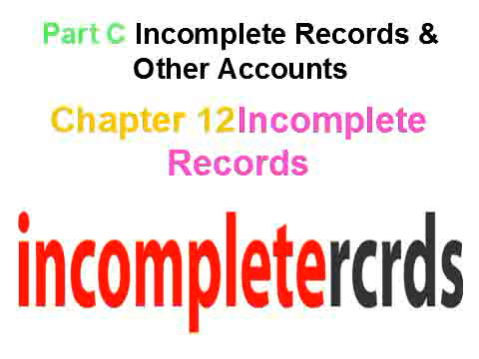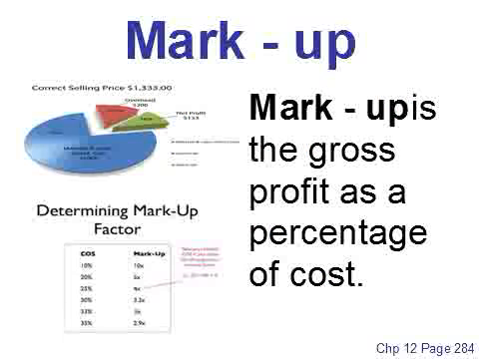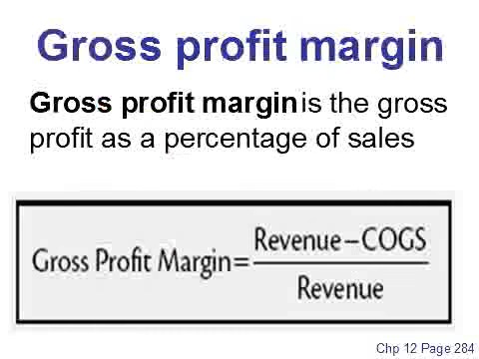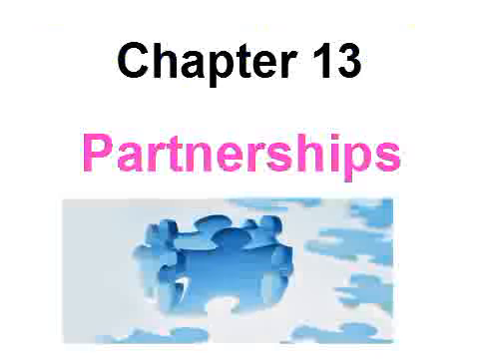Chapter 12. Incomplete records. Markup. Markup is the gross profit as a percentage of cost. Gross profit margin. Gross profit margin is the gross profit as a percentage of sales. Chapter 13. Partnerships.